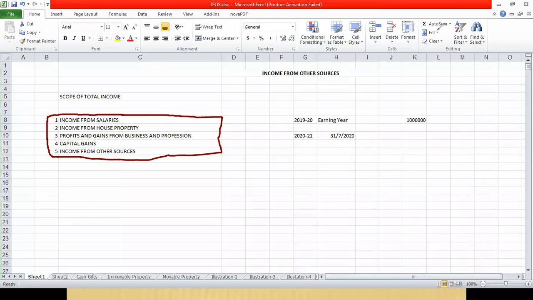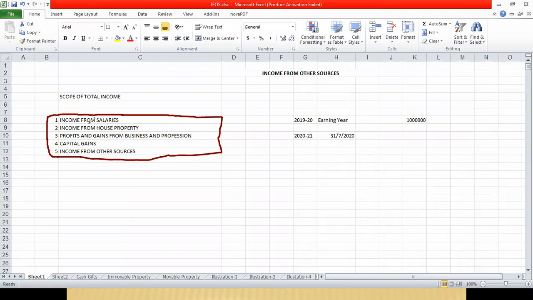Okay, so we know that income is divided into 5 heads or sources, you can say, under the Income Tax Act: salaries, house property, PGBP, profits and gains from business or profession, capital gains, and income from other sources. So based on the characteristics of income, we will divide the income into these 5 categories.